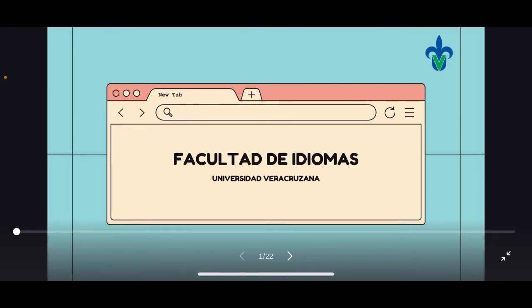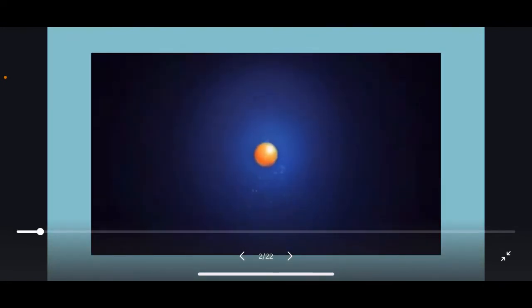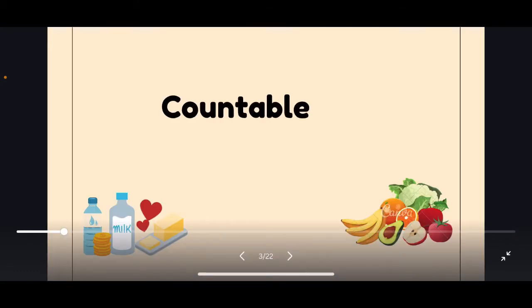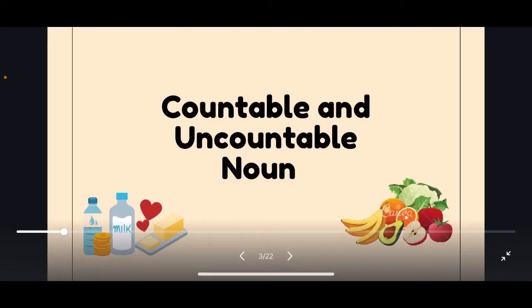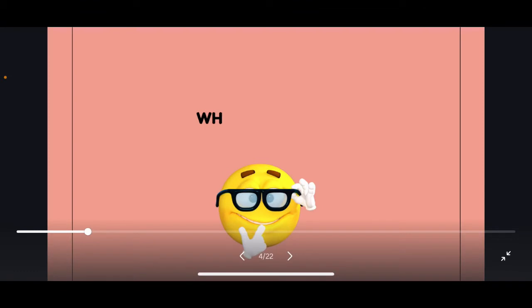A new topic. So, we're going to start with this topic right now. Today we're going to learn about countable and uncountable nouns. But first of all, we need to define what is a noun.